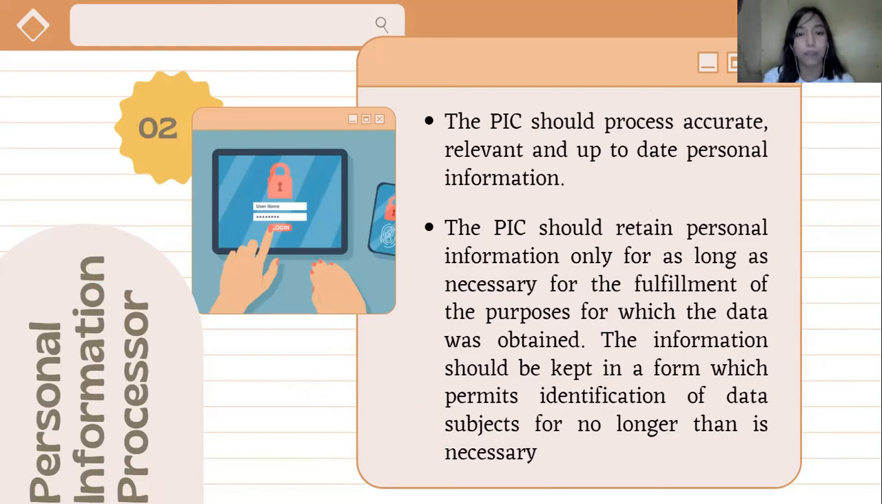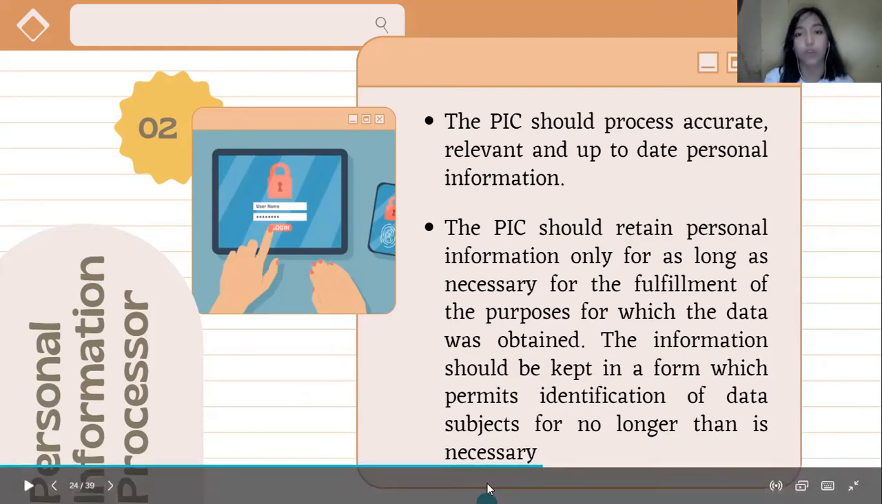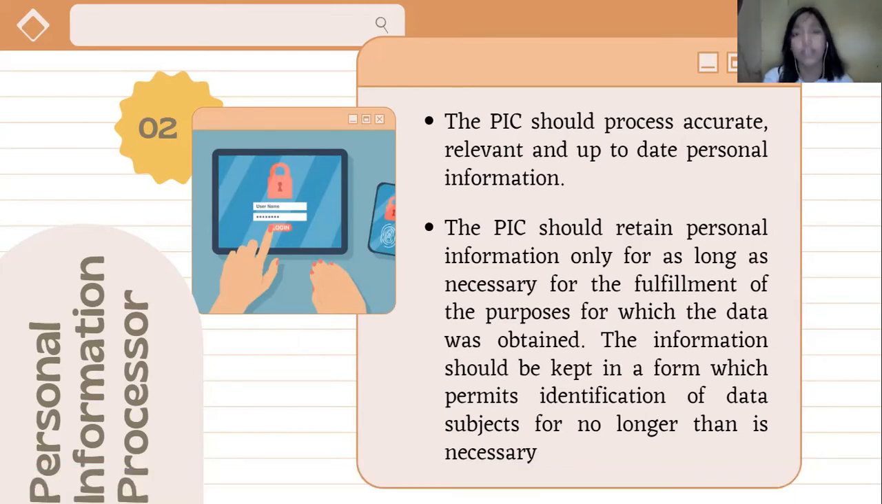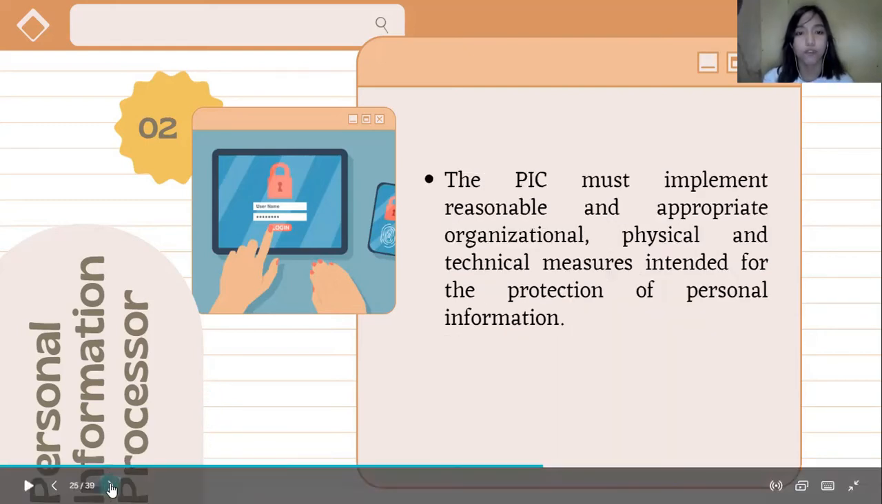So the fifth one would be that the PIC should retain personal information only for as long as necessary for the fulfillment of the purposes for which the data was obtained. The information should be kept in a form which permits identification of data subjects for no longer than is necessary. This means that the PIC should not take longer than necessary in retaining personal data if the purpose was already fulfilled. Once the session is done, this information should be encrypted to avoid issues that might subject the personal information to any unauthorized circumstances. Next slide.